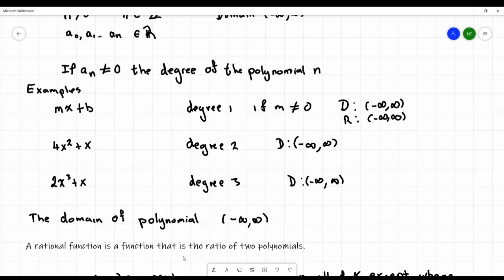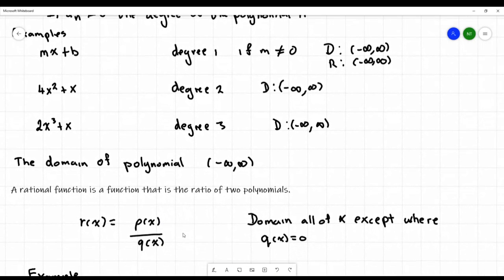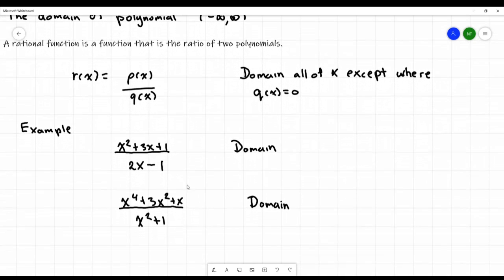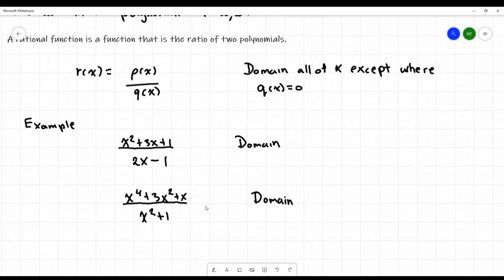Now let's look at rational functions. What is a rational function? A rational function is a function that is a ratio of two polynomials, p(x) over q(x). The domain is all x except where q(x) is equal to 0.